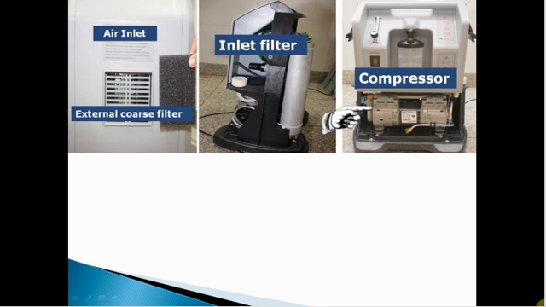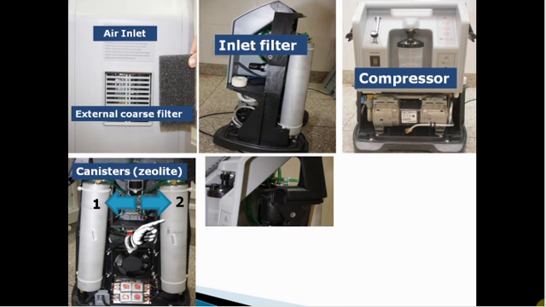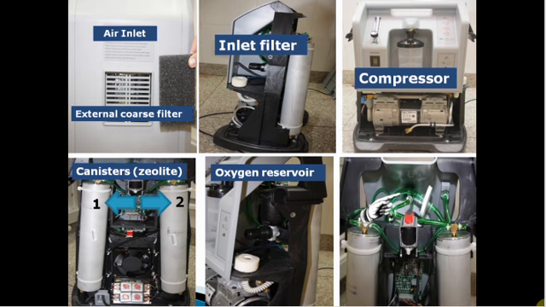The compressor, as we can see, is present at the lower part of the machine. There is a fan at the side of the compressor which keeps the compressor cool. The compressor forces the air into canisters. These two are the canisters. These canisters contain aluminium silicate. This is the oxygen reservoir where the concentrated oxygen is stored. This is a bacterial filter which is attached to the oxygen reservoir. When needed, the oxygen flows through flow meter and is delivered to the patient by prongs.